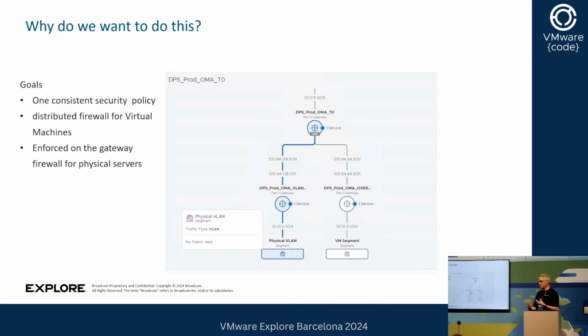So our goal is to have one security policy consistently across virtual machines and physical devices. The difference is that for virtual machines, the distributed firewall is enforced at the vNIC level. For the physical servers, we can't enforce the same thing, but we enforce the same policy at the layer 3 gateway. So we can't control traffic between two physical servers on the same VLAN, but we can control it between VLANs and definitely between VMs and physical servers.